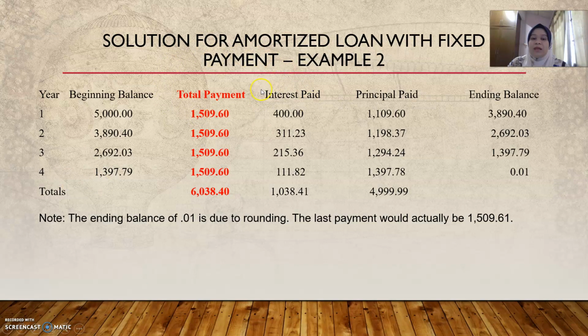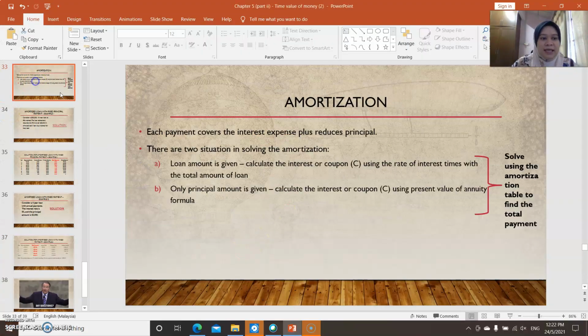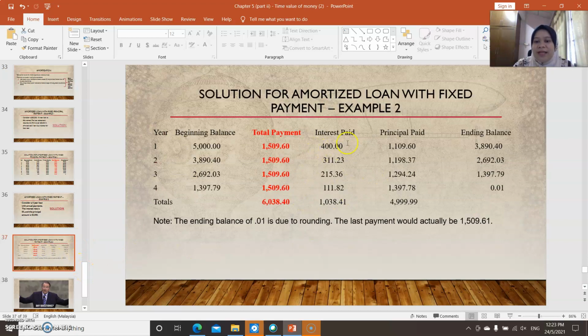What is it? Okay, so how are you gonna find this figure? You need to use the present value of annuity formula. Because, as I said, if only the principal amount is given, you need to calculate the interest or coupon using the present value of annuity formula. So you need to use the formula in order to find what is C. How are you going to find this interest rate or principal paid, or total payment?